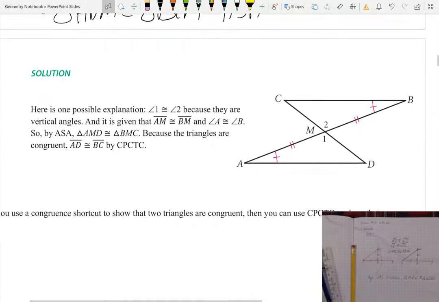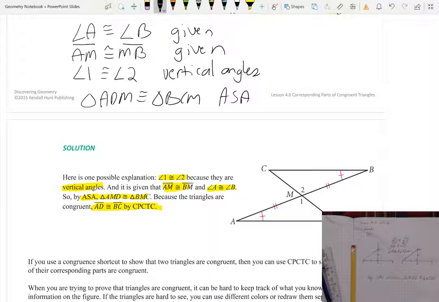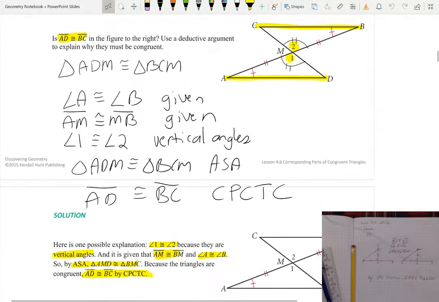And this is because of angle, side, angle. Okay. So on the next page, they basically tell you that. So these steps are: angle 1 is congruent to angle 2 because of vertical angles. It's given that this is true. By ASA, this is true. And because the triangles are congruent, AD is congruent to BC by CPCTC. So the last step of this proof would be AD is congruent to BC, and the reason is the corresponding parts of congruent triangles are congruent, meaning all the corresponding sides and all the corresponding angles are congruent. So that is a basic proof.